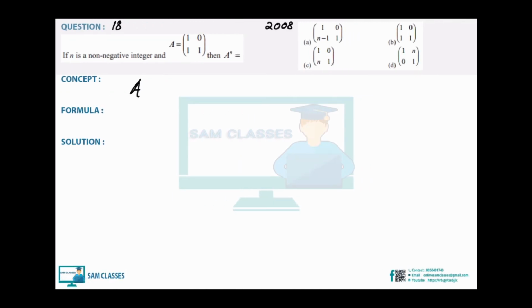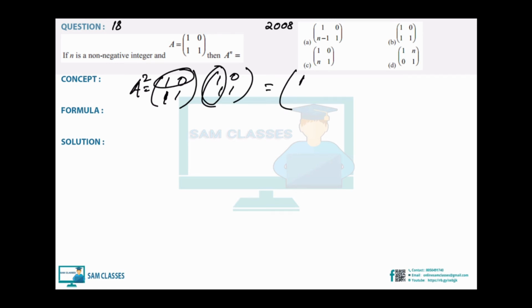A is given, so let's find first A square. Okay, so multiply with A and A. So 1011. Okay, so what I'm getting is first row, first column: 1. First row, second column: 0. Second row, first column: I'm getting 2. Second row, second column: I'm getting 1. Okay, so 1021.